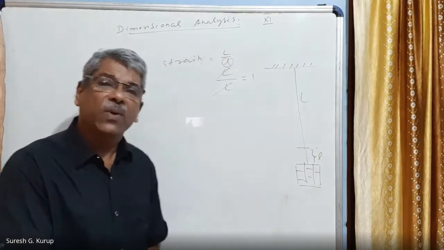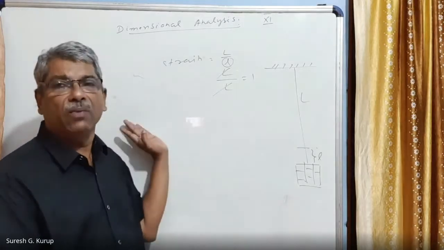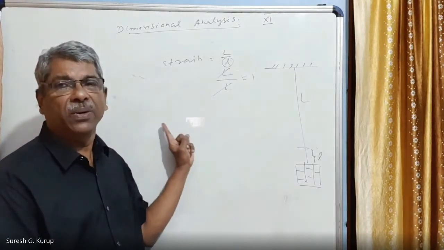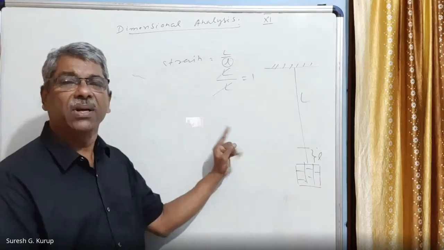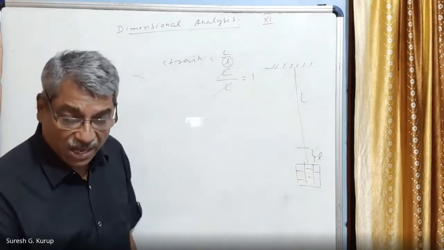Now if we are asked to write the dimensions of strain, then what will you do? You will write M raised to 0, L raised to 0, T raised to 0. That is equal to 1. This is another one.